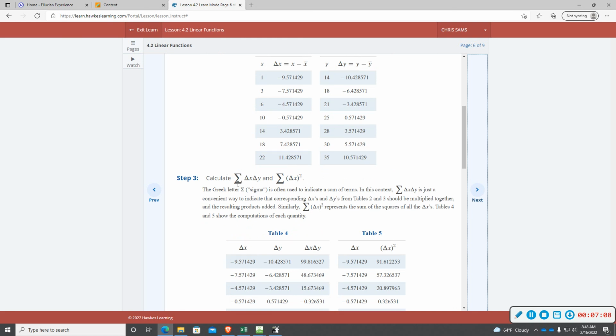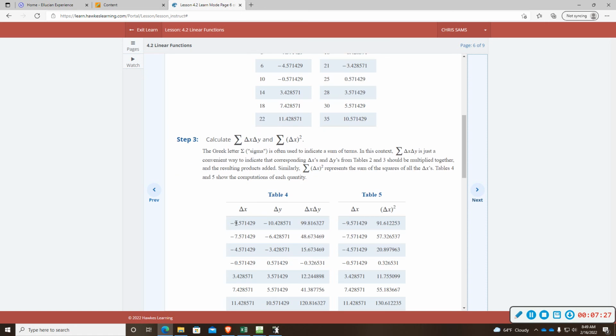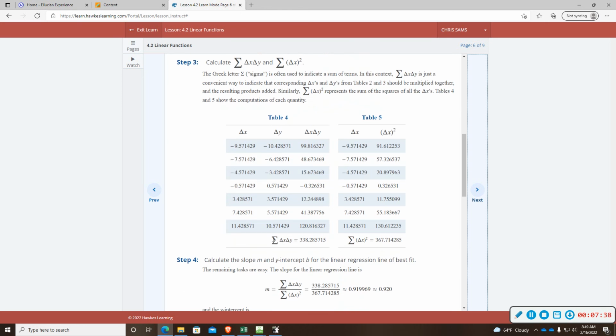So this is the Greek letter sigma. It means to sum all these up. So what they're doing is they're going to multiply this number and that number and get an answer, and then you're going to add it to this number times this number, and add that to this number times this number, and it goes all the way down the table. So they're showing you that here. Here's the difference in X, the difference in Y. If you multiply 9 and 10, you get about 90, but we have these decimals, so you get this number. So they multiply all those differences together all the way down, and here's that table. And then when you add all of these numbers up in this column, you get this sum.